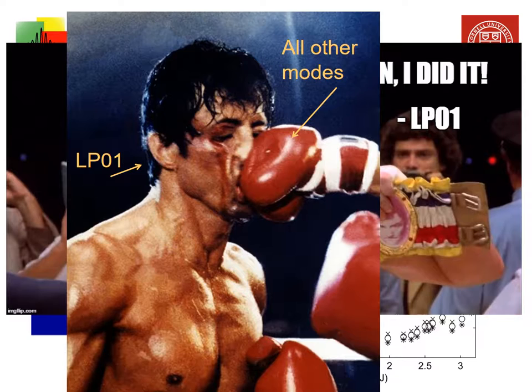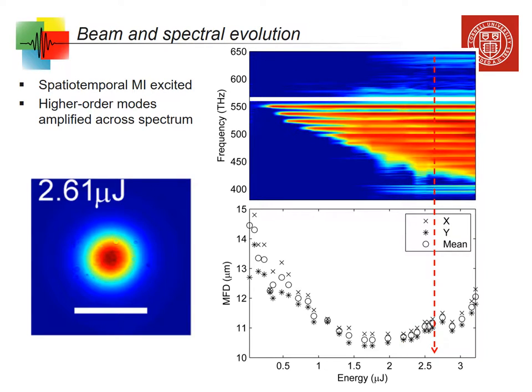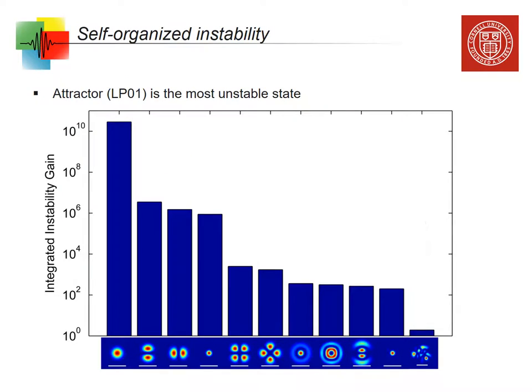The other modes get revenge on LP01 through spatial-temporal modulation instability. Spatial-temporal modulation instability amplifies the modes across the spectrum. So we see the higher modes come back with aplomb, and as we increase the pulse energy, those higher modes keep coming back. So LP01 has risen and fallen through this evolution. Numerically, I verified that LP01 is actually the most unstable state of the system, which is surprising because it's a nonlinear attractor.